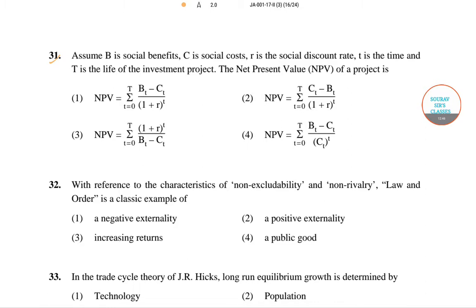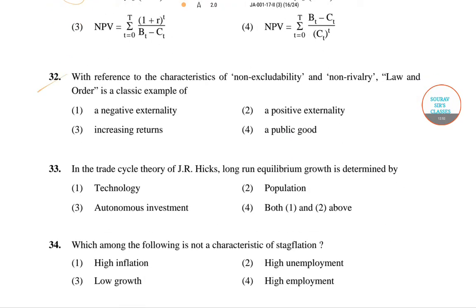I hope you have gone through it. For this, the right answer would be option 1. Now I'll go to the next question, question number 32. It is given with reference to the characteristics of non-excludability and non-rivalry. The classical example of this is, out of 4 options, public good.